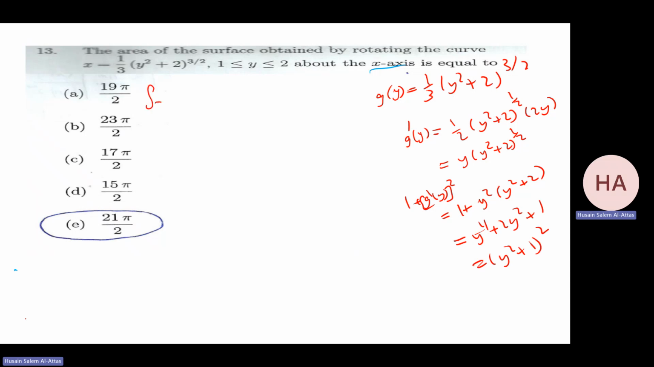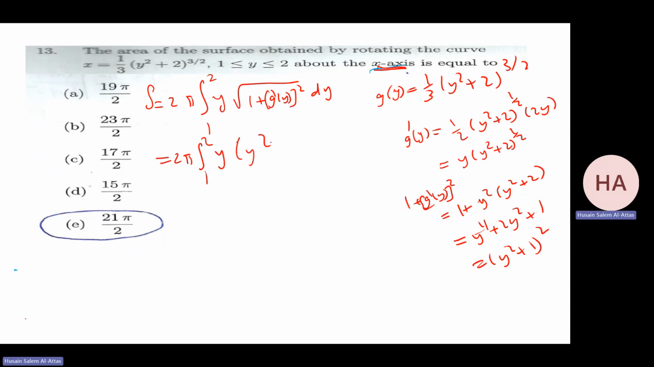That's what I need. So S will be 2 pi integral from 1 to 2. Since it's about the x-axis, I have y times the square root of 1 plus g prime of y squared dy. I will not change the y. That gives me y squared plus 1 dy. That will be 2 pi, y cubed, so it will be y to the power 4 over 4 plus y squared over 2 from 1 to 2.